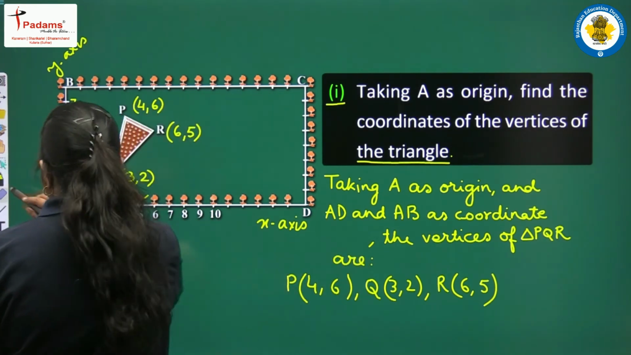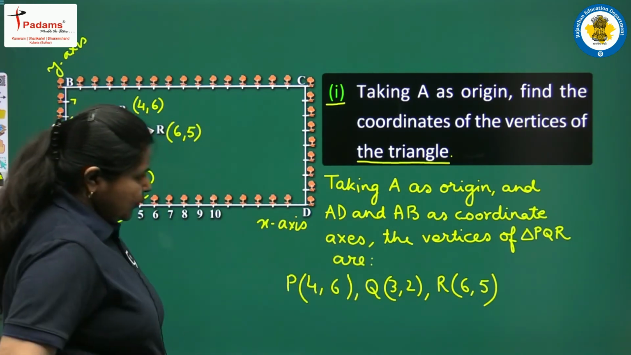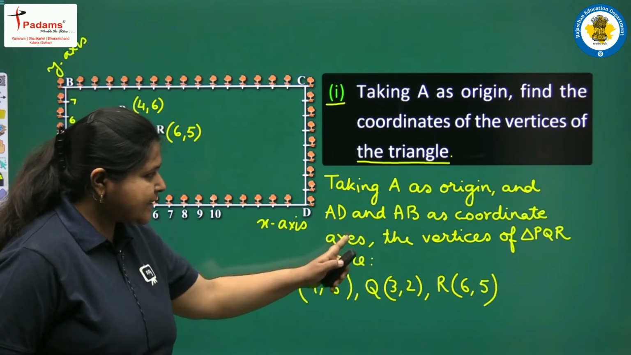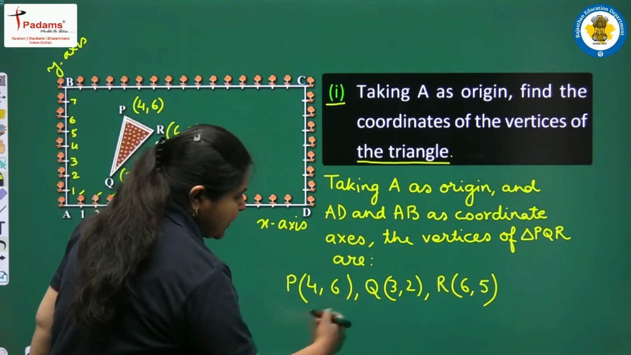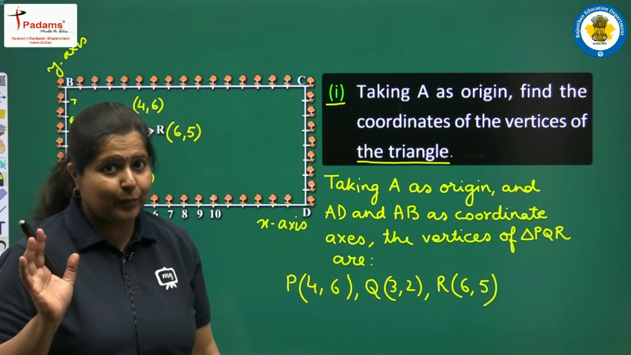Axis, this is the word axis. I am writing it rightly again. Now, taking A as origin and AD and AB as coordinate axis, the vertices of triangle PQR are P 4, 6, Q 3, 2 and R 6, 5. I hope it is clear.